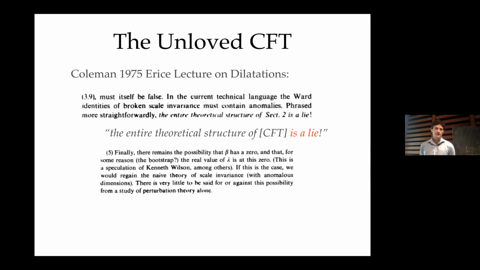Maybe there is something there. And he says, how could a theory end up actually being scale invariant? He says, well, one possibility is that the beta function might have a 0. It's not good enough for it to have a 0. The actual value of the coupling in our actual world, for some reason, has to sit at the 0. But if that were true, then the theory really would be scale invariant.